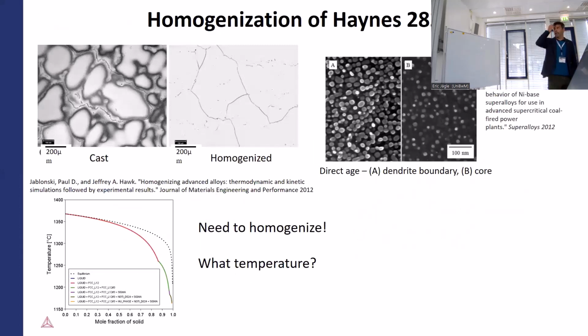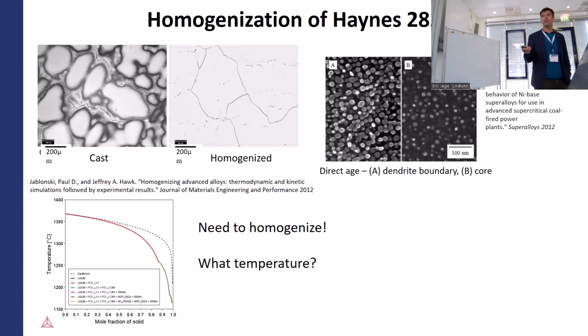Okay, and talking about homogenization, this is another application of Thermo-Calc, how to optimize your homogenization. This is for Haynes 282. So again, a heavily alloyed nickel superalloy, and you get a very strong segregation here. And you need to homogenize that. The question is, what is the optimal homogenization temperature? This is again a useful application of a Scheil curve.